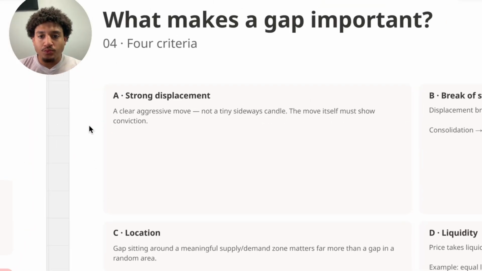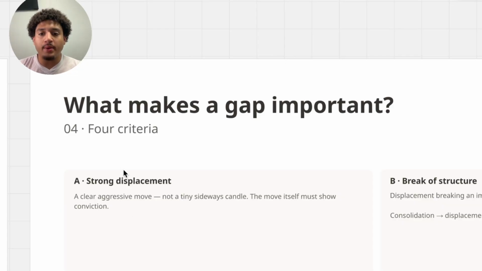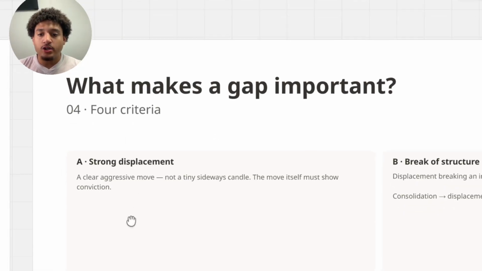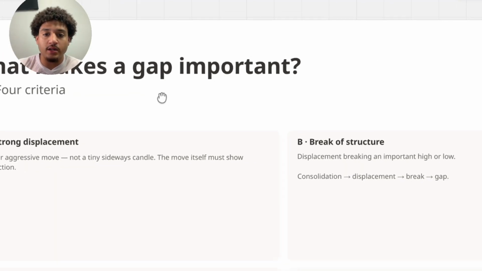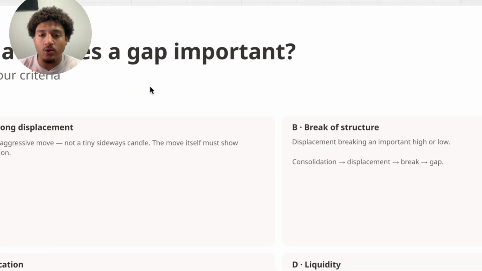So again, what makes a gap important? A, strong displacement, a clear aggressive move, not a tiny sideways candle. The move itself must show conviction. If the market is consolidating, which means the market is just moving sideways, and we don't have any clear direction of going up or down, we are not trading. We want to show clear signs of market structure to the downside or the upside.